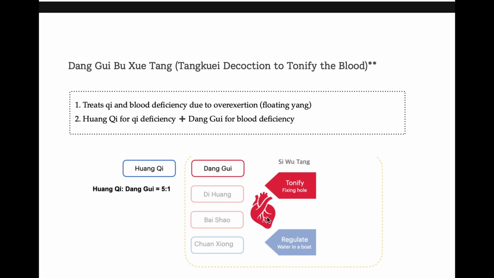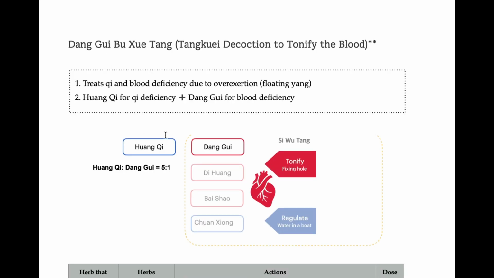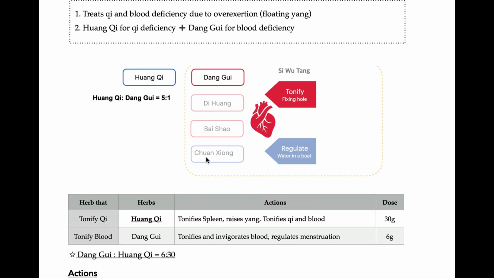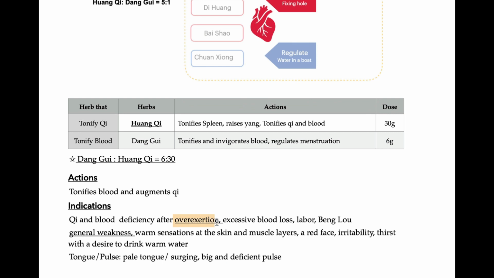And Danggui Buxuetang, remember this ratio. Only two ingredients, Danggui and Huangqi. Actually, it tonifies qi and blood. But I don't know why they categorize this as a tonifying blood formula. Maybe just because of its name. Because its name says tonifying blood. But actually, it tonifies blood and qi. So what is the keyword for this formula? Exertion. Over-exertion is the keyword.